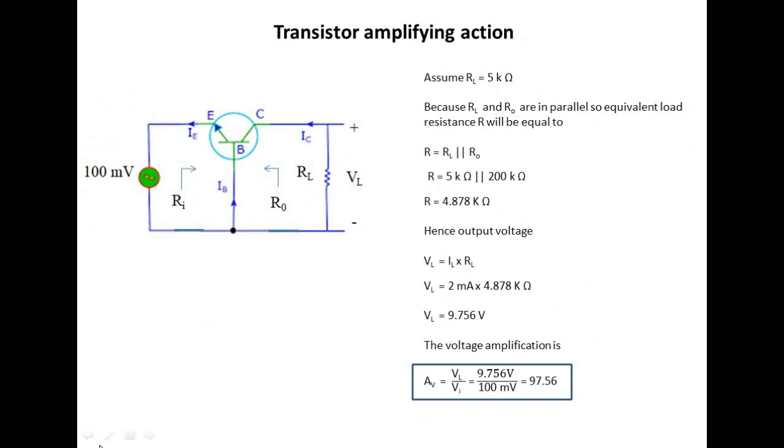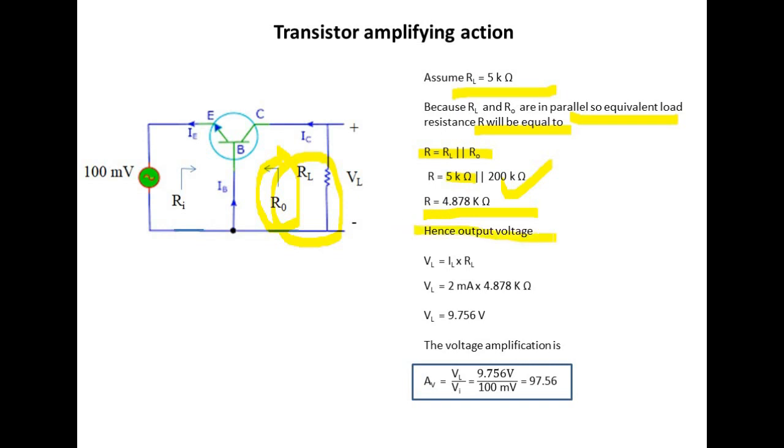Here we have assumed load resistance RL as 5 kilo ohm. Because RL and Ro are in parallel, the equivalent load resistance will be found as follows. We know that AC output resistance is Ro and RL is the load resistance, so these two will be combined, and we get equivalent load resistance R as RL parallel Ro. So RL is 5 kilo ohm, Ro is 200 kilo ohm, so we get R equal to 4.878 kilo ohm. This is the equivalent load resistance.